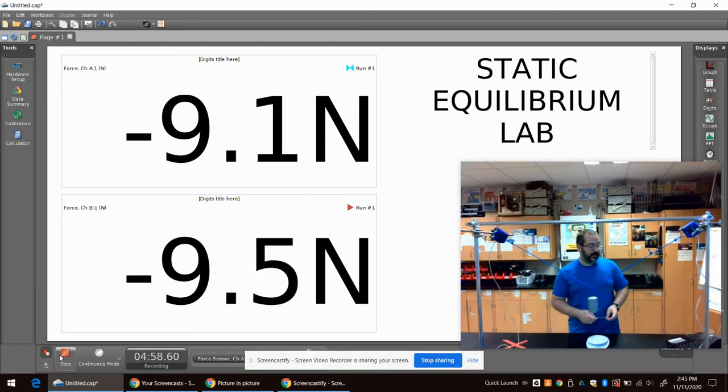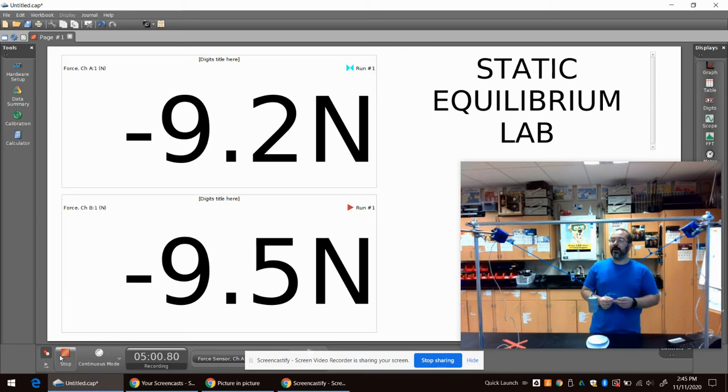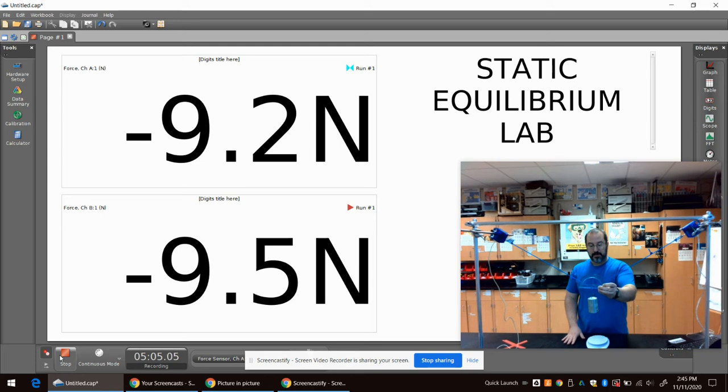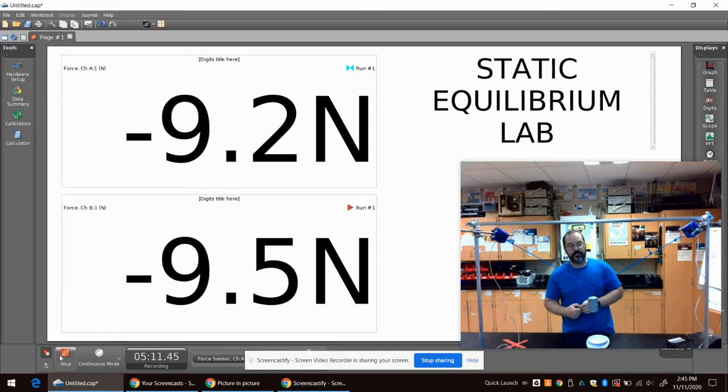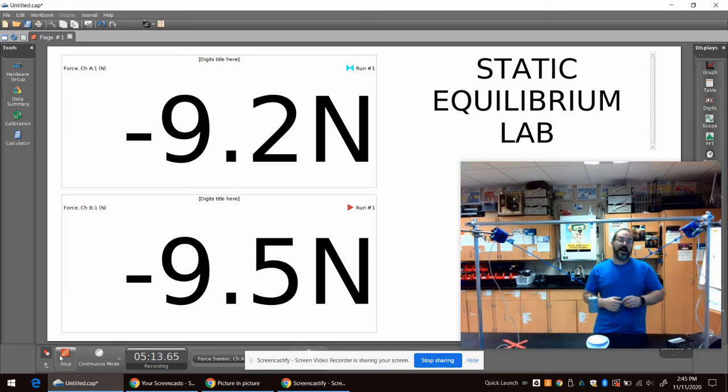Now, we can do some calculations on this. This is not a perfect center. When we measure the angles here, we find that one side is about 33 degrees and the other side is about 30 degrees. Close, but not exactly the same. That's why we have a little bit of difference between our calculated force and the measured force on the screen.